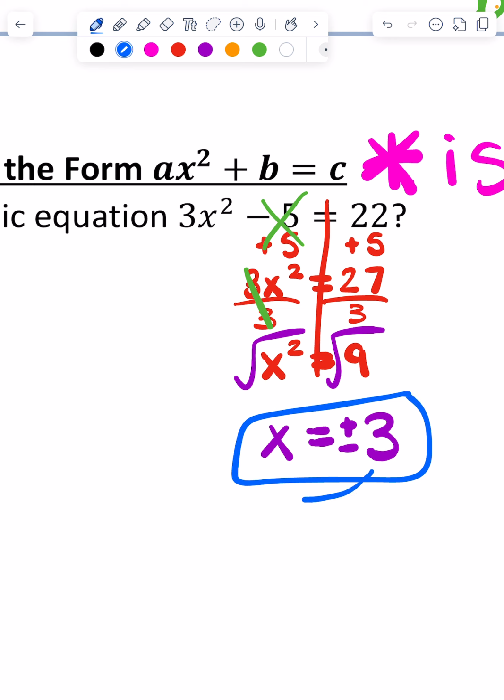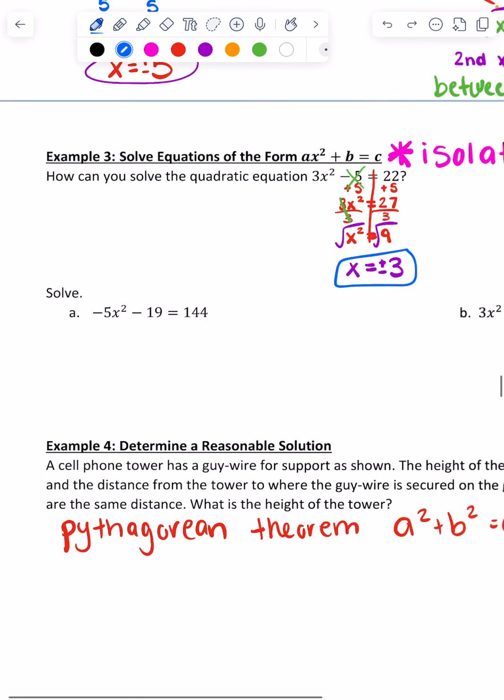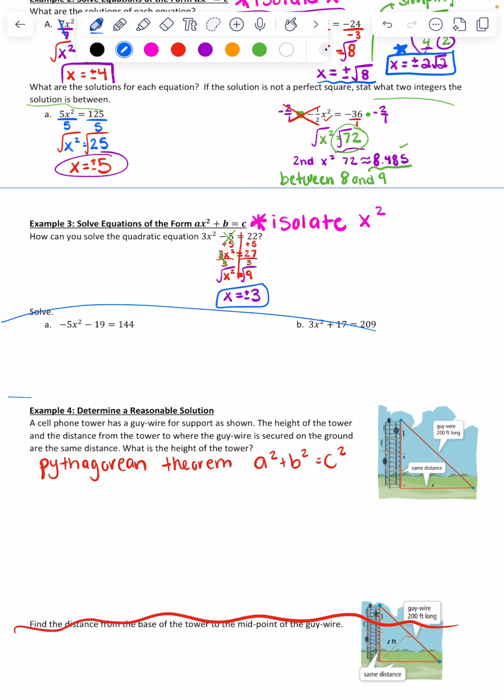I can always check my answer. I should be able to plug in 3 and negative 3 for x, solve this through, and we should end with 22 every single time. Just a quick way to check your work if you would like. All right, if you're feeling good, go ahead and pause and you can try these next two. Otherwise, I'm going to go through these next two a little bit quicker.